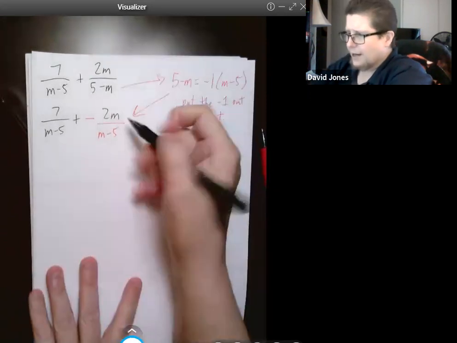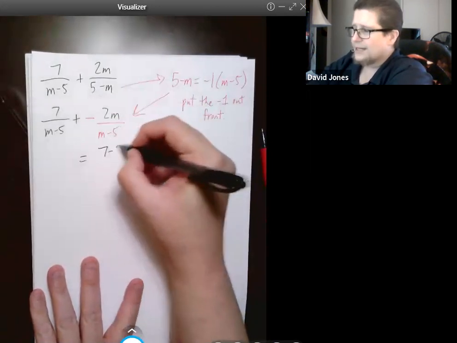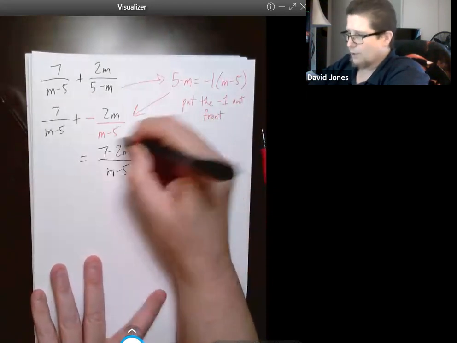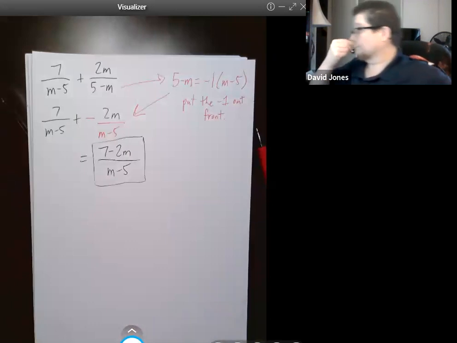Now I've got a common denominator. I can put them together. I've got 7 plus a -2m, which is the same thing as 7 minus 2m over m minus 5. And both of those are already simplified, so that's your final answer.